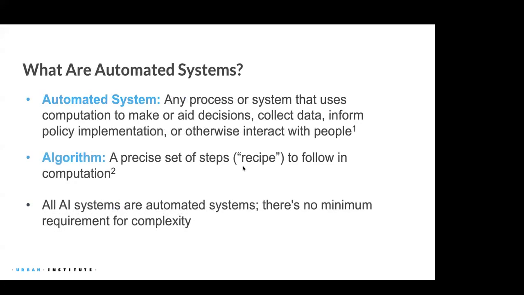So I want to start not with AI, but taking one step further back and talking about automated systems more broadly, and I hope you'll see why in a second. So we'll define an automated system first as really any system or process that uses computation to do things like make decisions, collect data, inform policy, or otherwise interact directly with people. This ranges in complexity. This is everything from automatic payment systems to motion sensor lights to risk prediction. That would all fall under this broader umbrella.